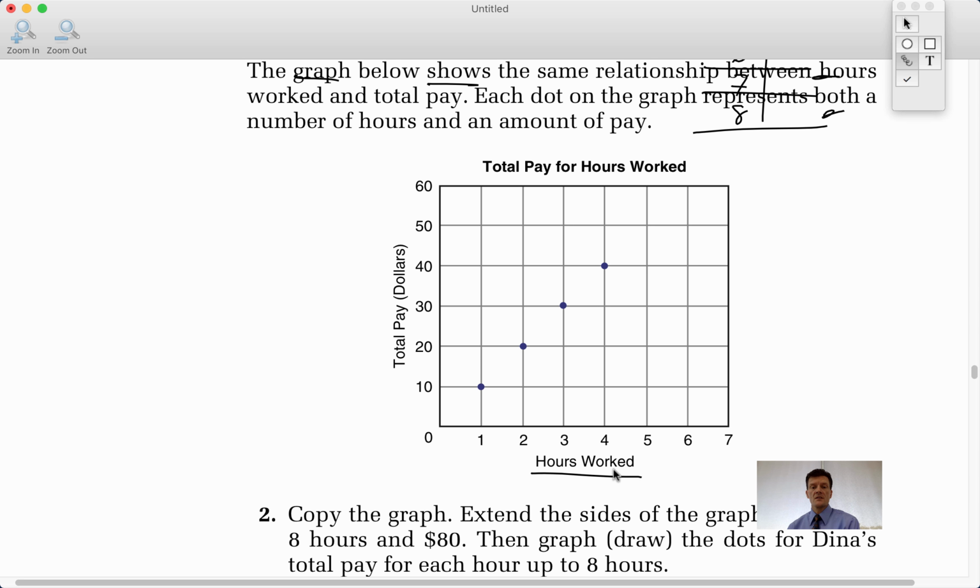And you can see that there is a pattern. There is a relationship between hours worked and total pay that she receives. You're going to keep doing this. You keep going 7, 8, and just make the graph a little bit bigger, keeping everything uniform. Okay?